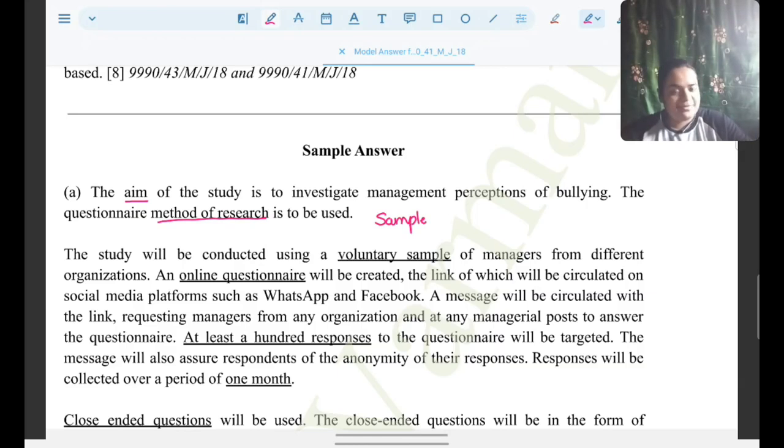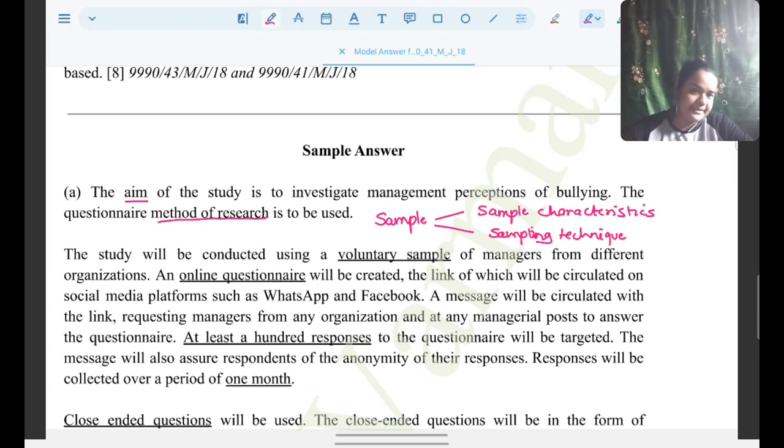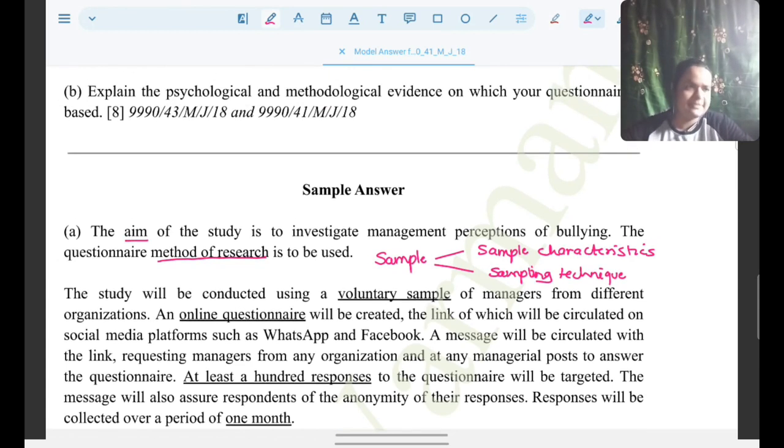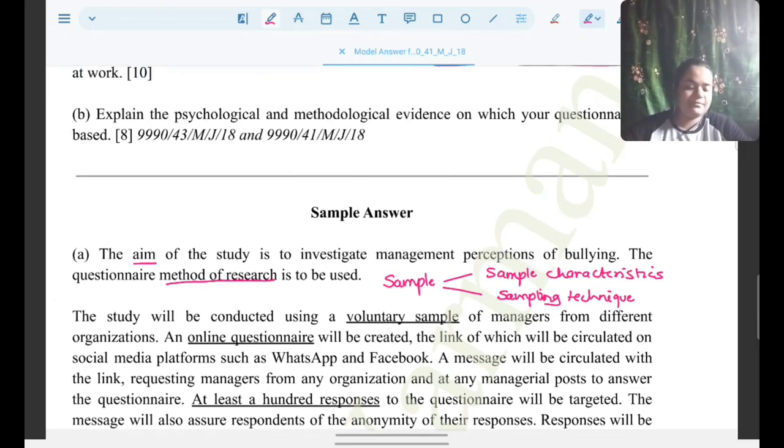So always studying your syllabus content well is the foundation on which you can start designing your studies yourself. So the sample must include sample characteristics, the demographics of the sample, that's one, and the sampling technique. Any study design is incomplete unless the sample characteristics and the sampling technique are clearly specified in it. Again, which sample would be suitable, which characteristics are desirable, which technique would be useful, depends on the topic of the study. Right now, we are looking at management perceptions of bullying.